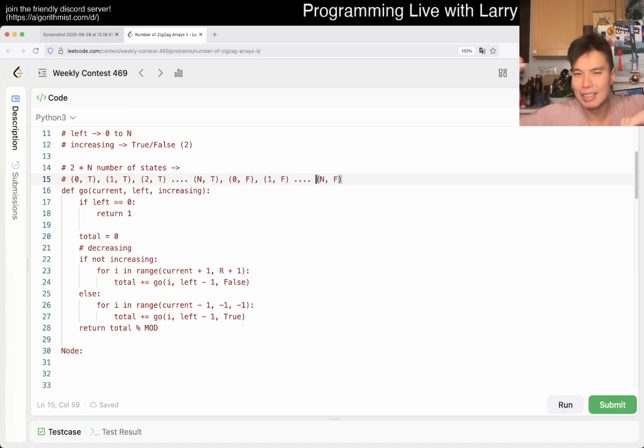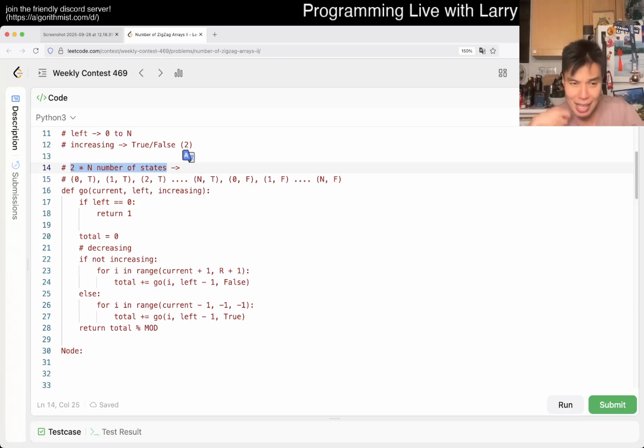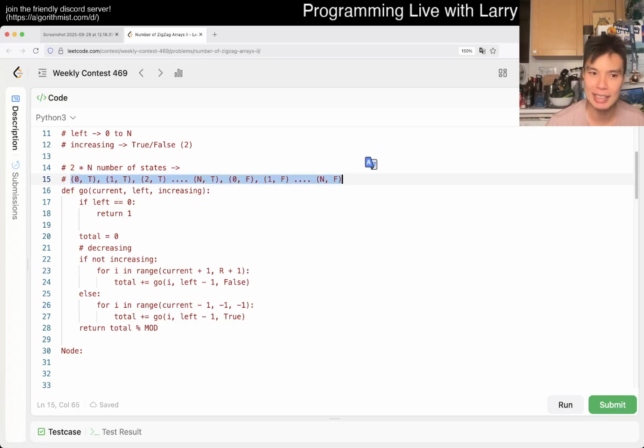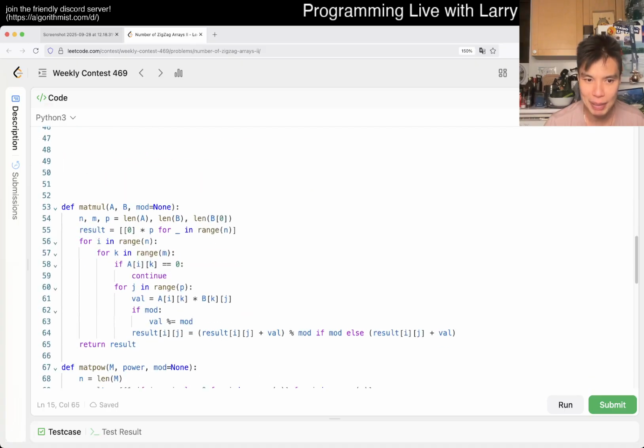Because you could think of these as 2 dimensions: one is true/false, one is n. But if you unroll the dimensions, then you have 2 times n number of states, and then you compress it back to 1 dimension. Then you have 1 dimension where this is the mapping. That's basically what I want to do, and that's basically what I end up doing.